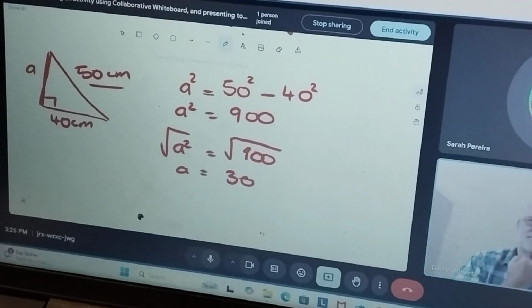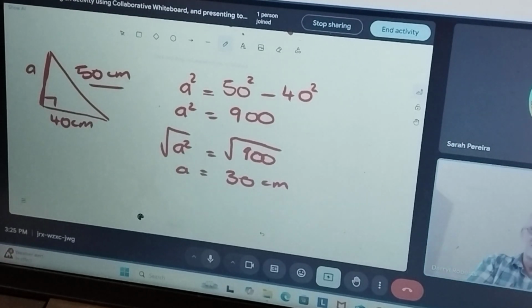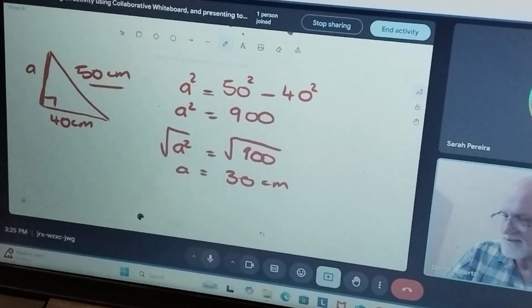Centimeters, because it's a length. And that, Sarah, in a nutshell, is Pythagoras.